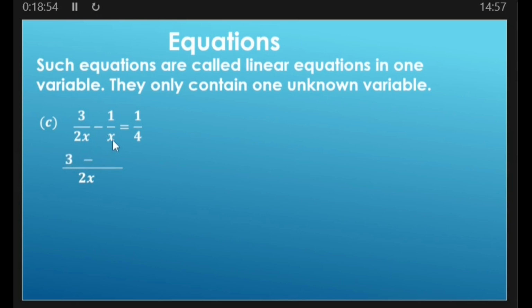Then we'll say x into 2x, how many times can it go there? 2. Then 2 times 1, which will be 2, equals 1 over 4. Then from here, 3 and 2 are like terms, so we can quickly evaluate this by saying 3 minus 2, which will give us 1, then over the same 2x equals 1 over 4.